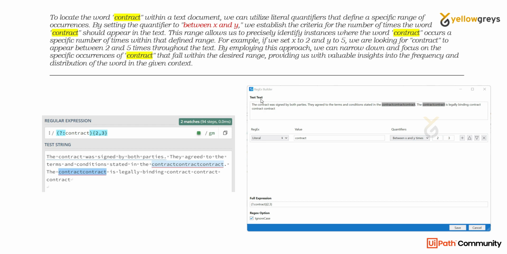Here is an example. There is a test text: the contract was signed by both the parties. They agreed to the terms and conditions stated in the contract. The contract is legally binding contract. So there are a couple of contracts. I choose literal and value contract. I choose the quantifier between x and y times, and here I choose 2 and 3, which means, see here, there is one contract, it didn't match. Here there is a contract, it didn't match. Here there is a contract, it didn't match, which means it starts from 2. Here you see the continuous occurrence of contract, contract, contract. There is a 3, and it is also identifying the 2 as well. Okay, so this is the difference.